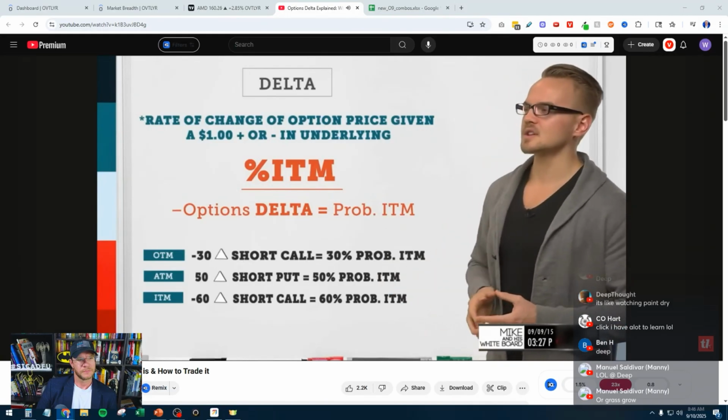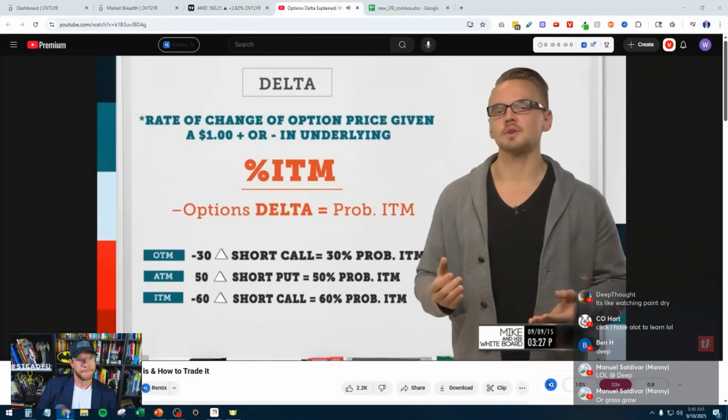Now, let's look at an in the money option. And this is going to show you why we don't sell in the money options.